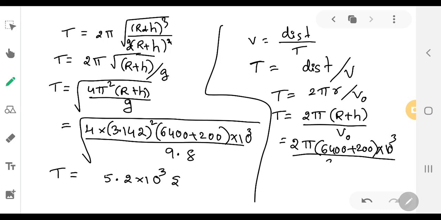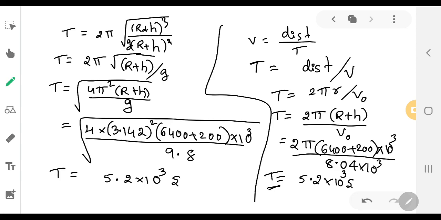It is 8.04 into 10 to the power 3. On the substitution, you are going to get 5.2 into 10 to the power 3 seconds. So this is the time period.